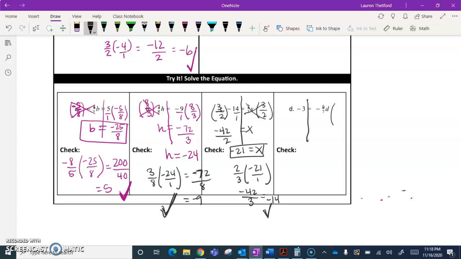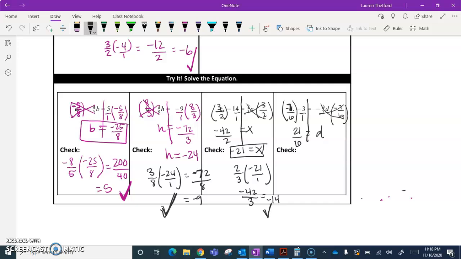Multiply by the reciprocal on the side that has the variable. So negative 7/6 on both sides. Negative 3 times negative 7 is positive 21. 6 times 1 is 6. On this side of the equation, they canceled, and I just have D.